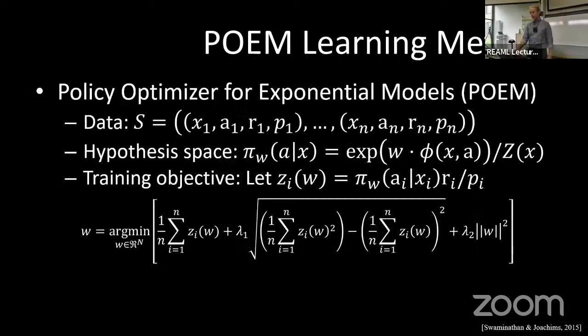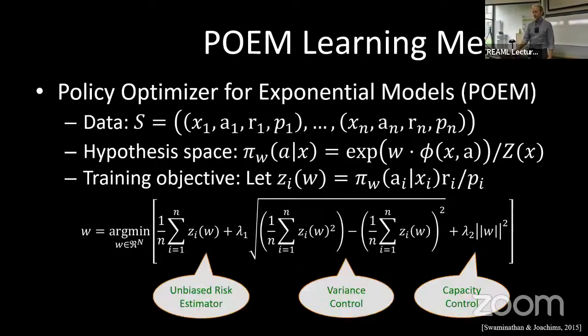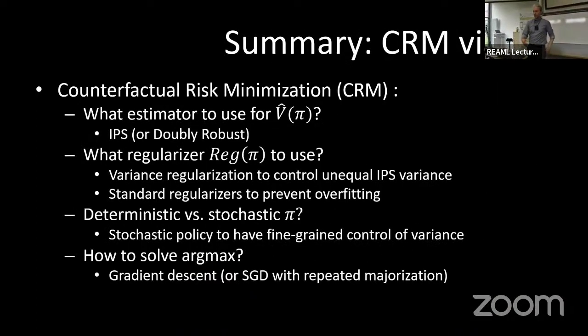Okay, so if you put everything together, you get the POEM learning method, policy optimizer for exponential models. And what you optimize now is an estimator of the risk, a variance term, where you want to keep the variance small, and a capacity control term that's just L2 in this case. So this is just a summary of what this is.